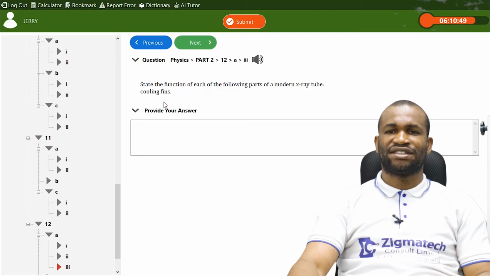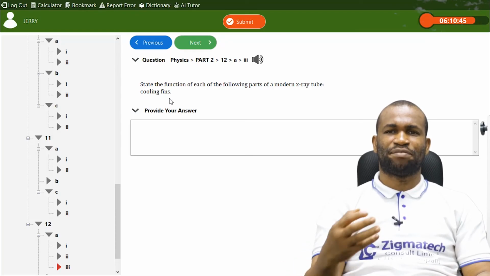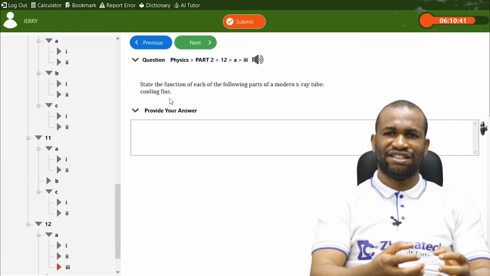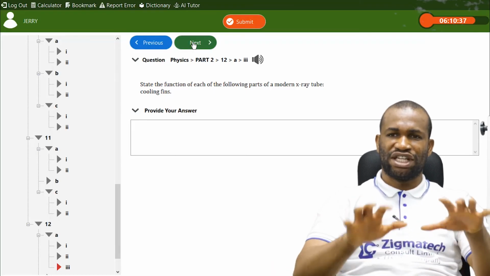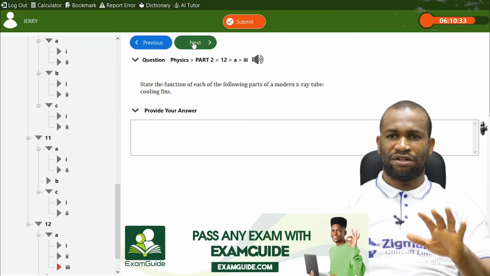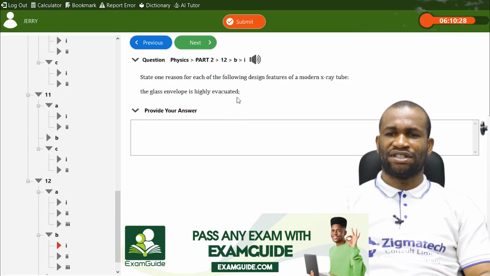Cooling fins. This is the place which provides cooling to the heated part of the X-ray. They do that by extracting the heat and taking it to the external environment in order to keep the temperature of the X-ray normal. Gas envelope is highly evacuated.